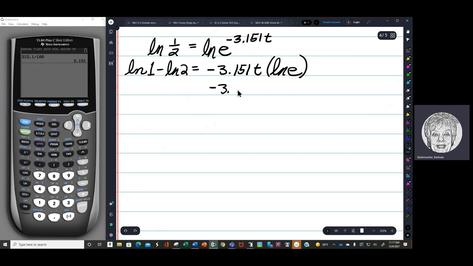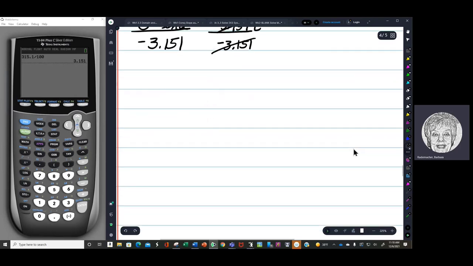So negative 3.151 t equals 0 minus ln 2, and then I divide by negative 3.151, negative 3.151. I cancel out the negative 3.151 on the right, that gives me a t, that gives me a negative ln 2 over negative 3.151, and I put that in my calculator.